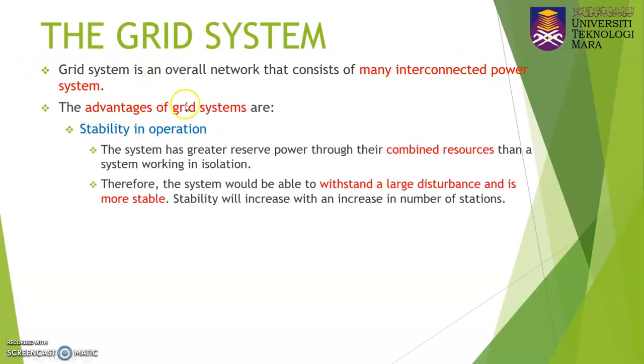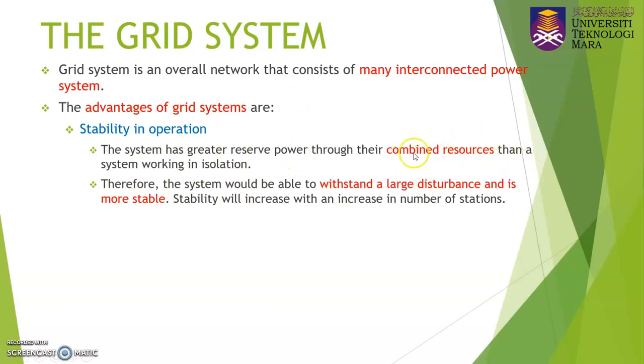The advantage of using the grid system is in terms of stable operation. The system will have greater reserve power through their combined resources than a system working in isolation, meaning that when you have two or three different power systems working together, you can combine the resources.